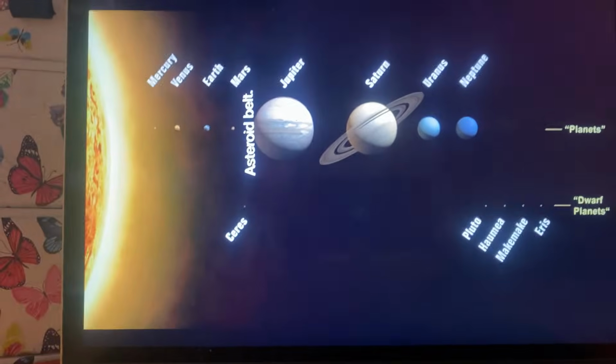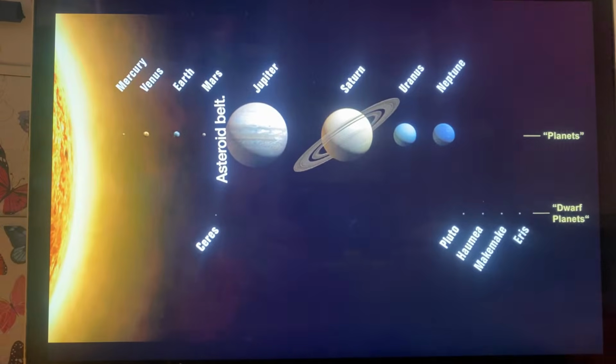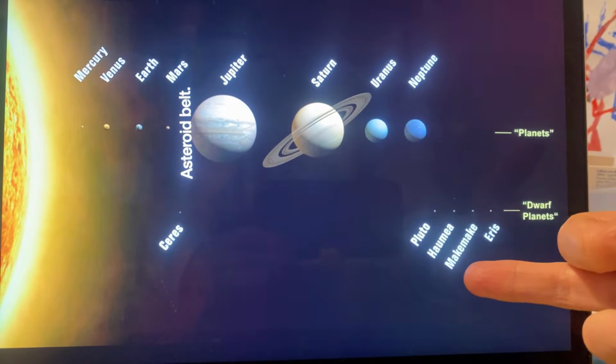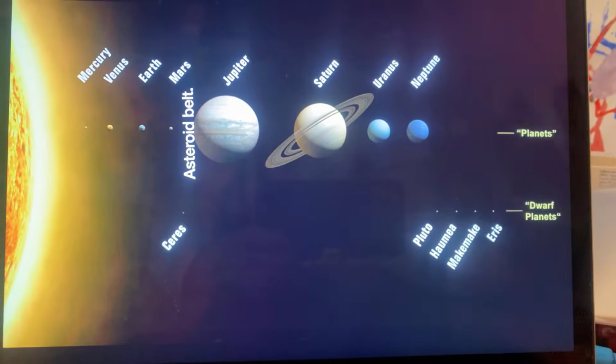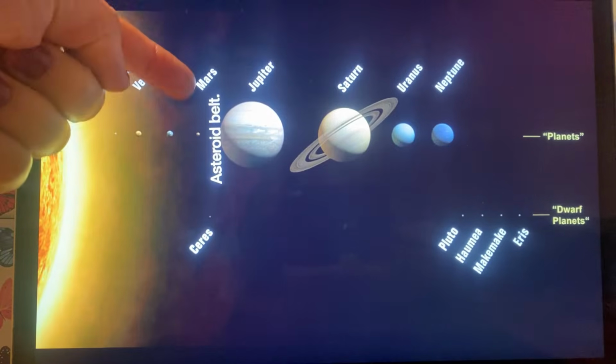So the asteroid belt is the bit that, anyway, I'll just put it down here. The dwarf planets are Ceres, and then further back in the Kuiper belt you've got Pluto, Haumea, Makemake and Eris. You don't actually need to know their specific names. The asteroid belt here is between Mars and Jupiter.